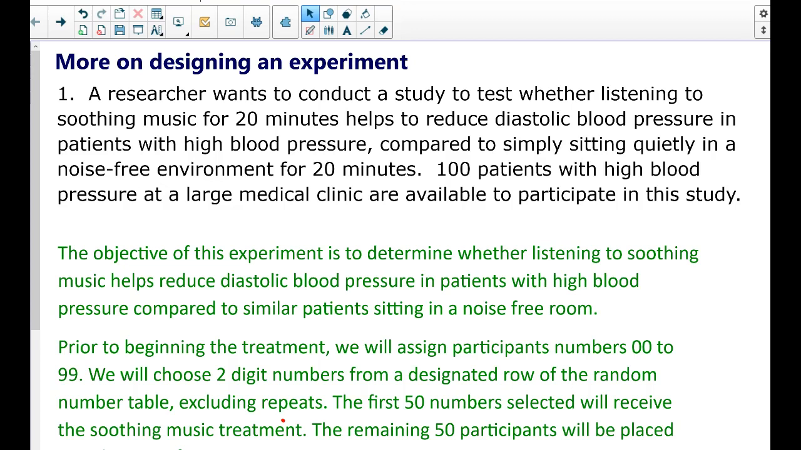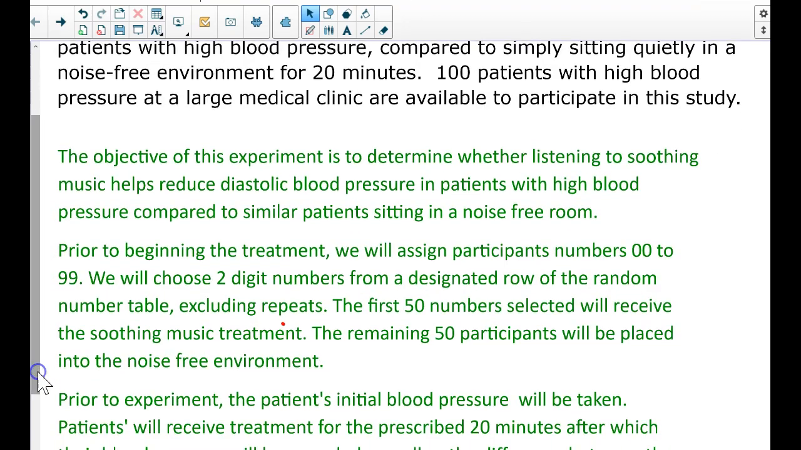A researcher wants to conduct a study to test whether listening to soothing music for 20 minutes helps to reduce systolic blood pressure in patients with high blood pressure compared to simply having the patient sit quietly in a noise-free environment for 20 minutes. We have 100 patients with high blood pressure at a large medical clinic who've agreed to participate in this study. So for the first part of the write-up, you need to talk about the objective, and that's really just paraphrasing what is stated in the original problem.